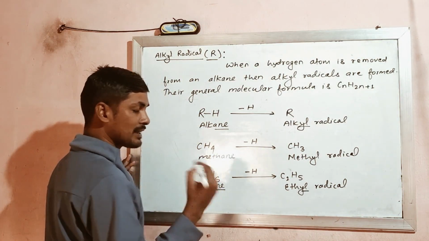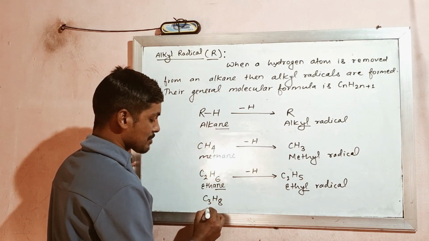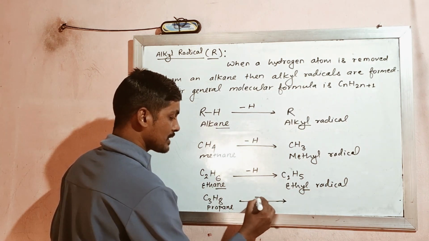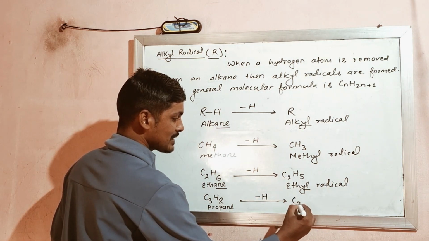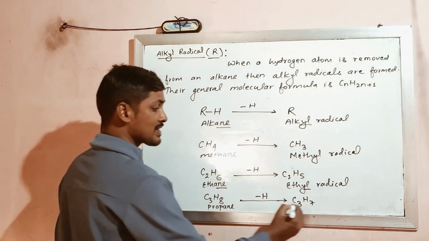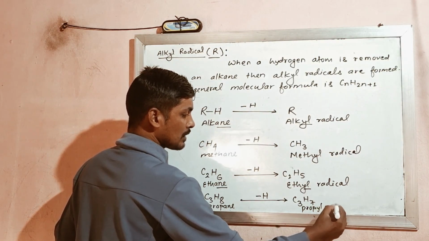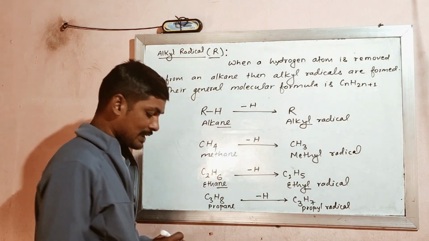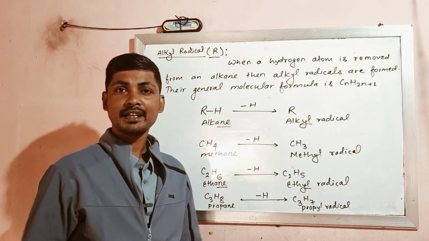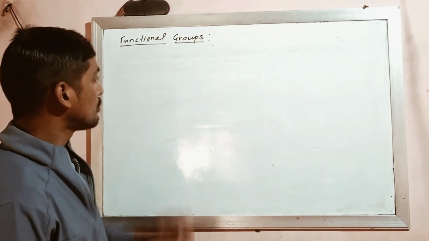If we talk about the next member, what is the next member of alkane? C3H8, it is propane. From propane, if one hydrogen is removed, then we get C3H7. What is the name of C3H7? Propyl radical. In the same way, we can get other radicals called butyl radical, pentyl radical, hexyl radical, and so on. So after alkyl radicals, let's talk about the functional groups.